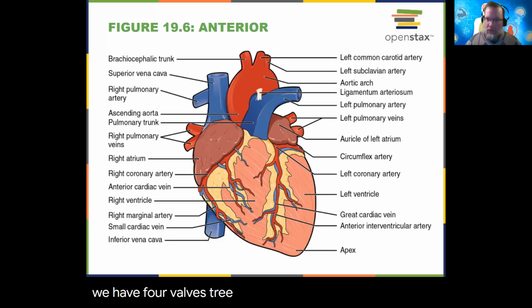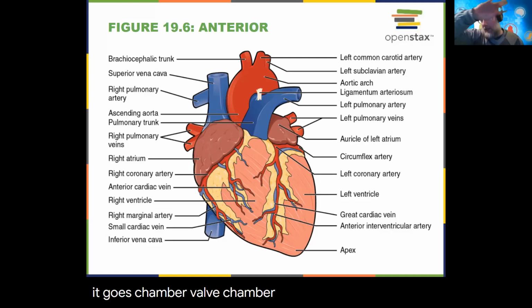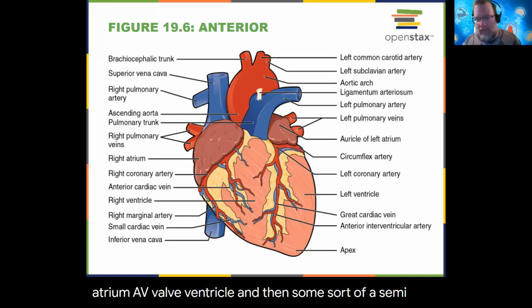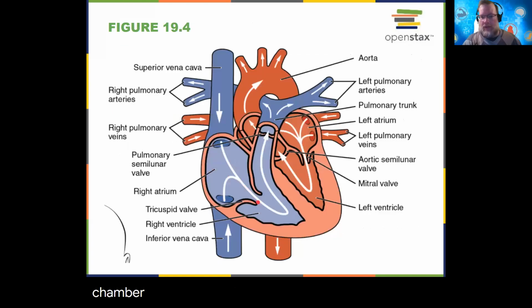Right atrium, right ventricle, left atrium, left ventricle. And then the valve. So it goes chamber, valve, and then out, right? Atrium, AV valve, ventricle, and then some sort of a semilunar valve, whether it's the pulmonary or aortic. So chamber, valve, chamber, valve, chamber, valve, chamber, valve. So just know those. And it's just right side, left side.